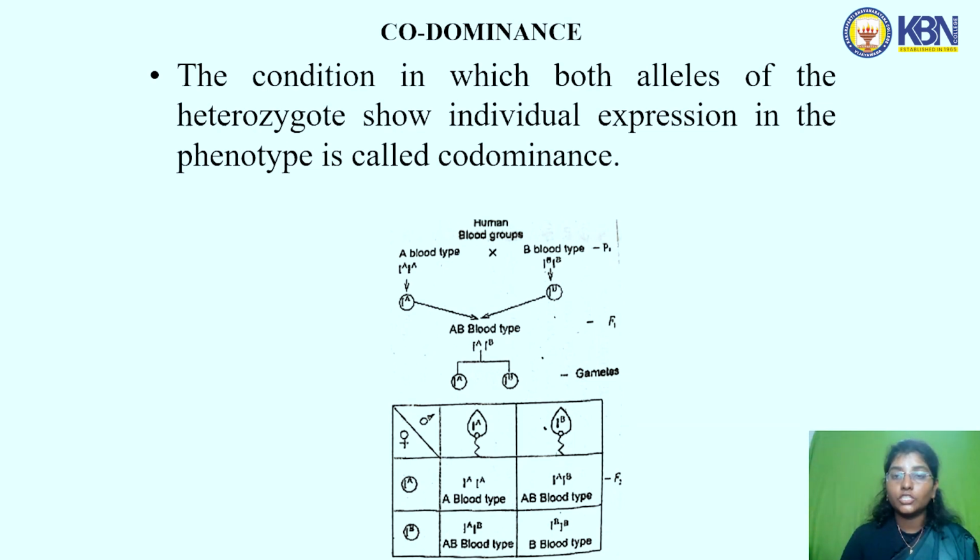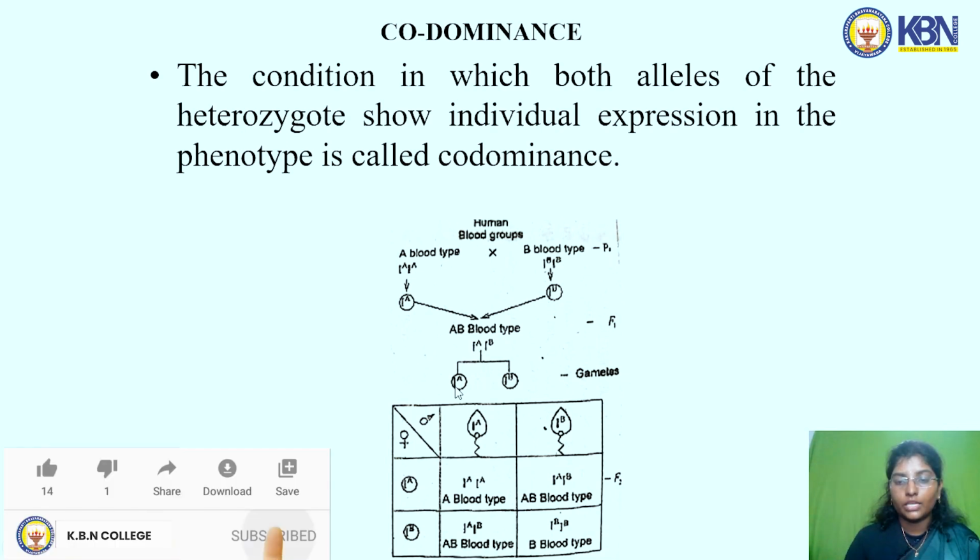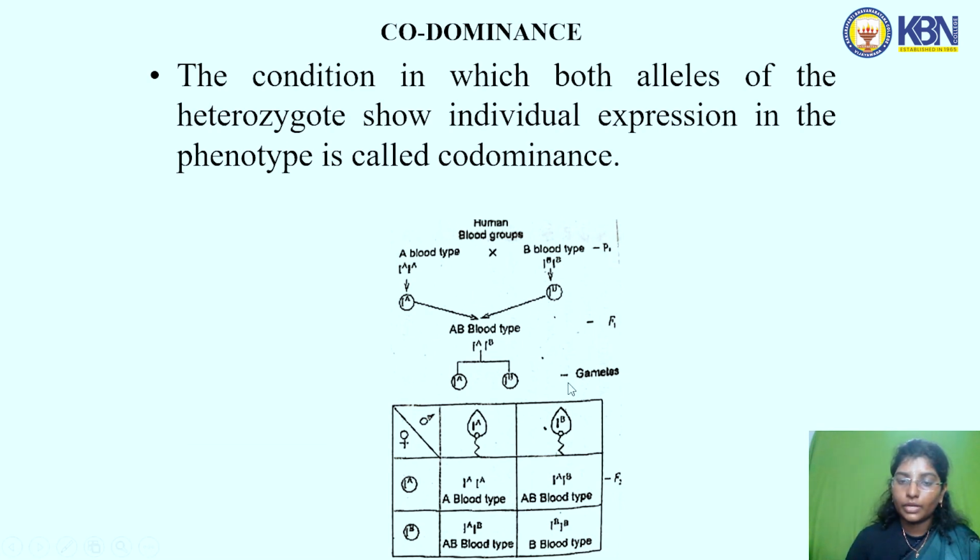Codominance, the condition in which both alleles of the heterozygote show individual expression in the phenotype is called codominance. In this type of dominance, they have an equal share of their gene. We can observe the human blood groups: A blood group has IA and IA, and B blood group has IB and IB. When A and B are crossed, we can get both IA and IB. They fused and got the AB blood group type. When an A blood group and a B blood group person get crossed, we can get the AB blood group.